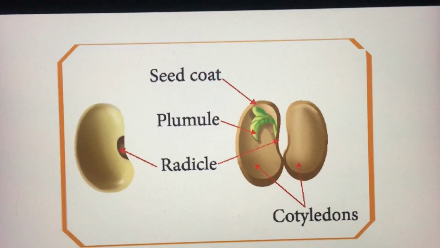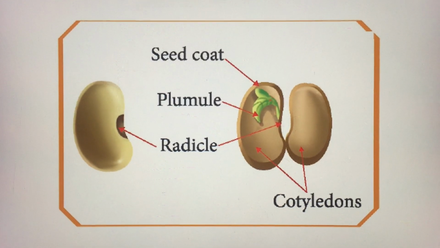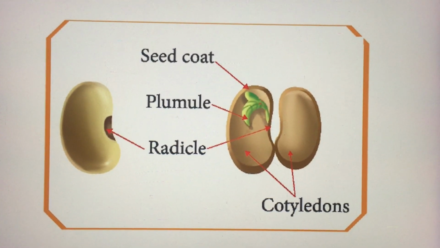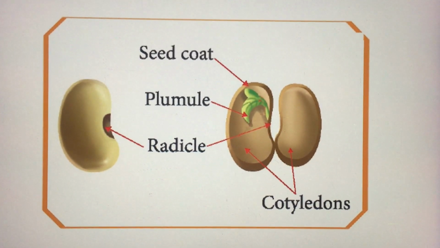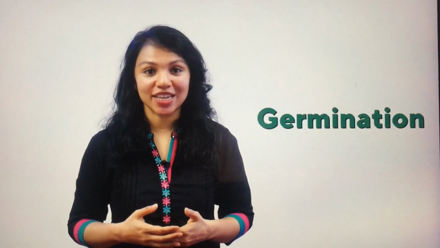If you look at a seed, you can see only the seed coat. Everything else, like cotyledons and the embryo, are inside the seed. If you break open a seed, you will be able to see a baby plant inside. Now let's look at how these baby plants come out of the seeds. That process is called germination.